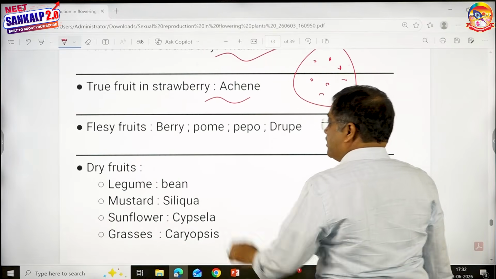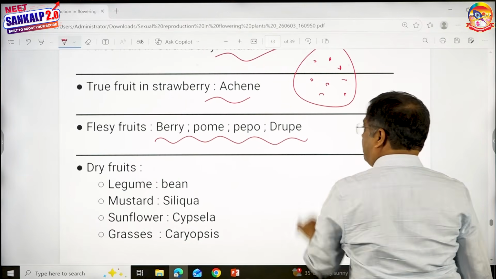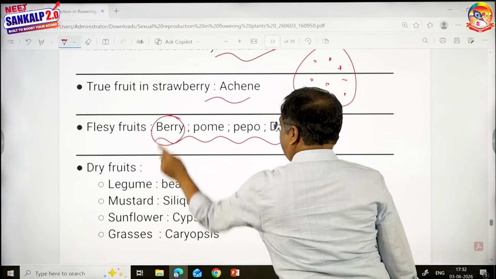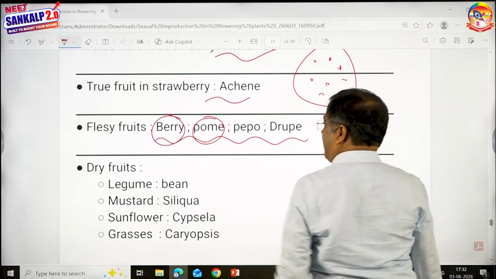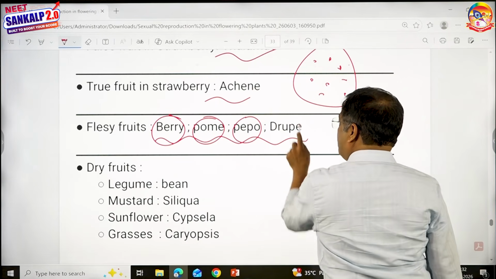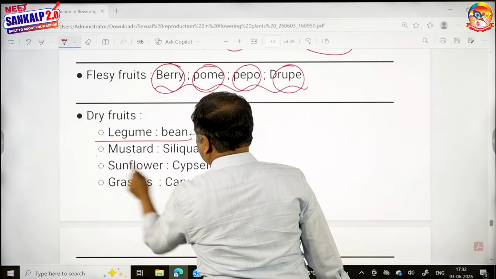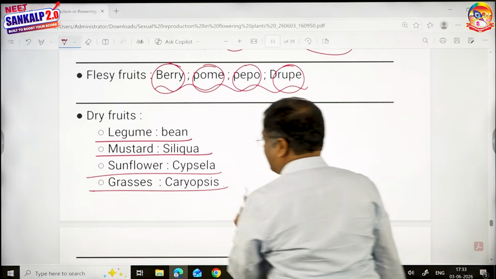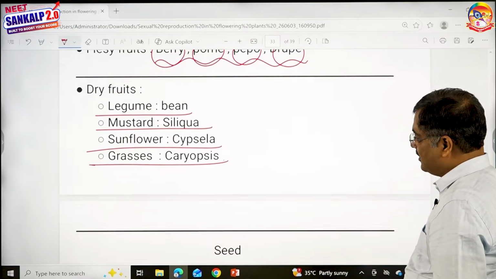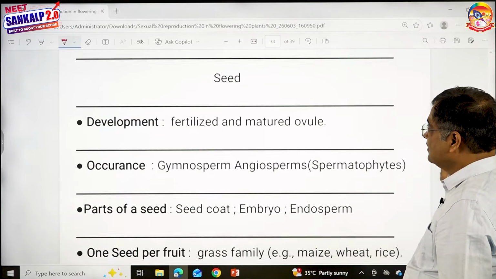All right. Fleshy fruit examples: berry, pepo, pome, drupe. Berry will have pulp. Pome is the true fruit of apple. Pepo is cucumber. Drupe is mango. Dry fruits, remember: legume, bean, mustard, siliqua, cypsela, and caryopsis. This you have to remember. Coming to seed.